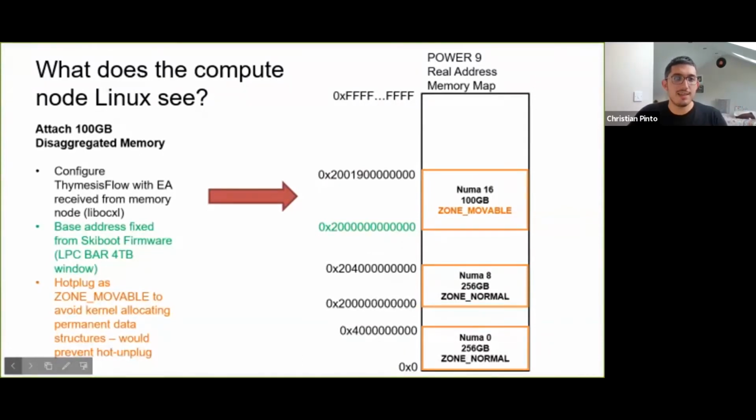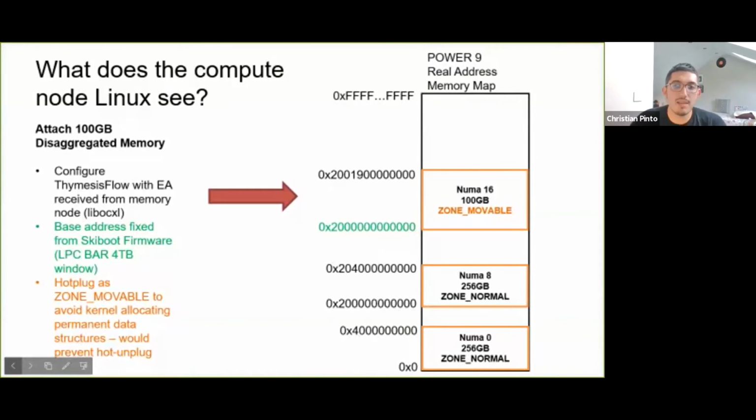So essentially, the agent will configure ThymesisFlow with the effective address received. It will compute the offset and write it in the table for patching the addresses. And then we hot plug those physical addresses that are assigned to the OpenCAPI device as memory to Linux. This hot plugging uses the default hot plug functionality that is available in Linux. We haven't modified that. It's a plain hot plug. The only thing that we do is hot plug it as zone movable, which means that the kernel cannot allocate permanent data structures in it, because this would prevent us from hot unplugging. If the kernel allocated something there, we could not detach the disaggregated memory anymore, while we want to keep this dynamic behavior at all stages.